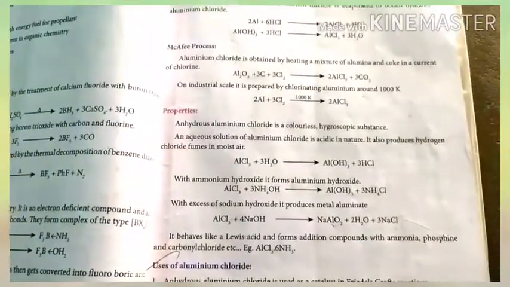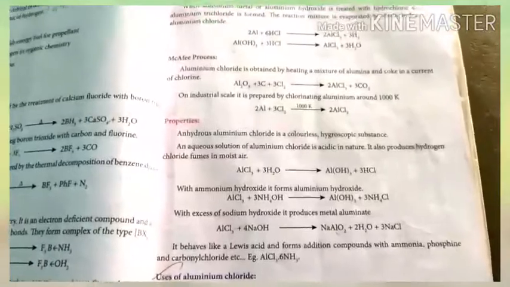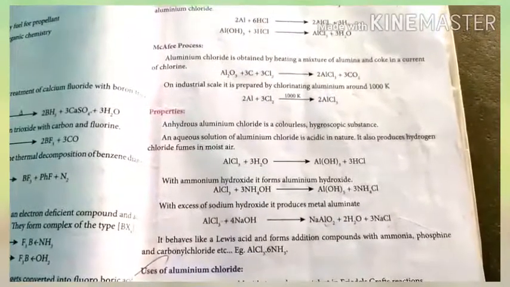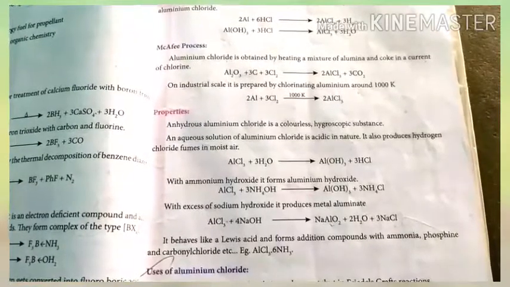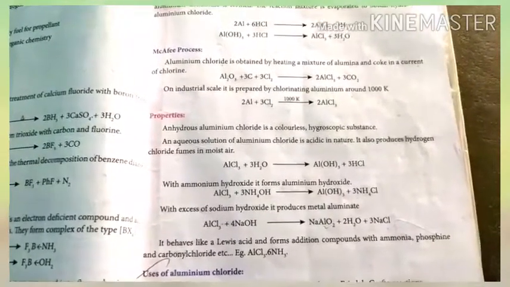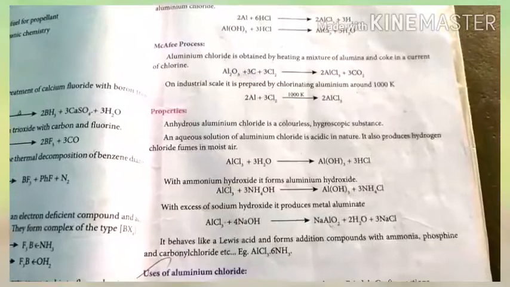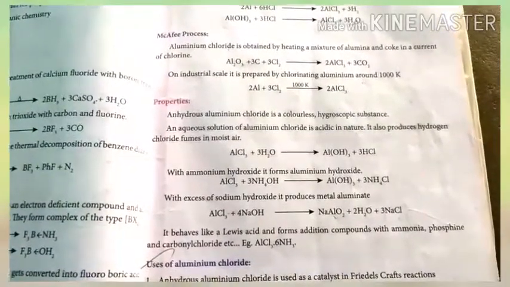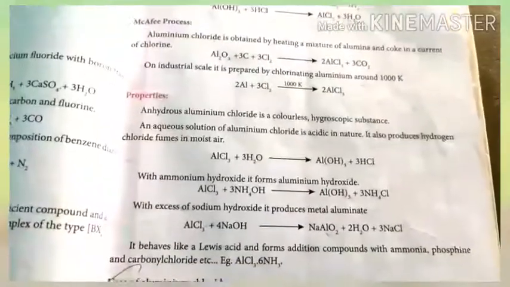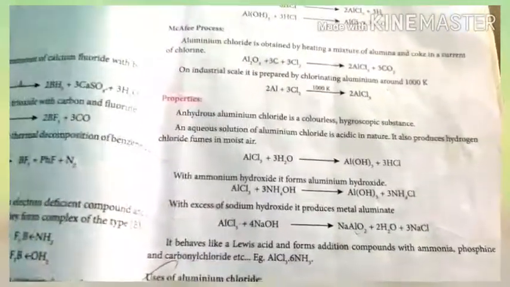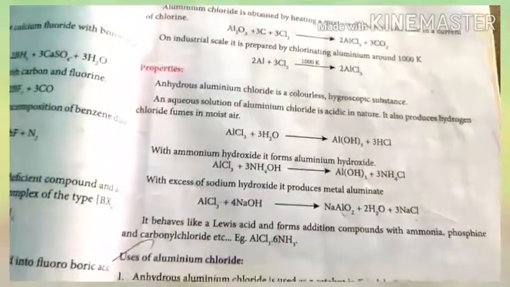Coming back to the properties of aluminum trichloride, it's a colorless and hygroscopic substance. Hygroscopic means it easily absorbs moisture, water molecules from the surroundings or atmosphere. The aqueous solution of aluminum chloride is mildly acidic, because when aluminum chloride reacts with water, it yields HCl plus aluminum hydroxide. The presence of HCl gives acidity to the solution.